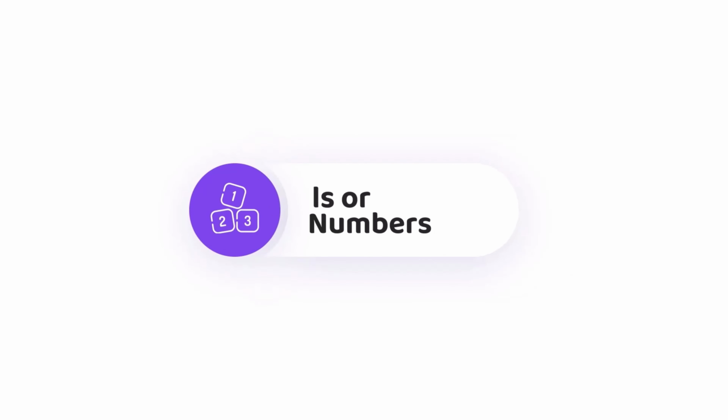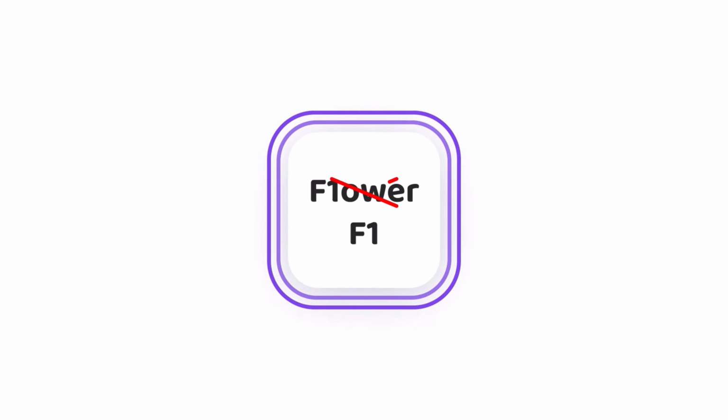For example, if you type flower with a 1 instead of L, that is not okay. But if you use F1 for Formula 1, that would be fine and wouldn't be tagged as inappropriate.